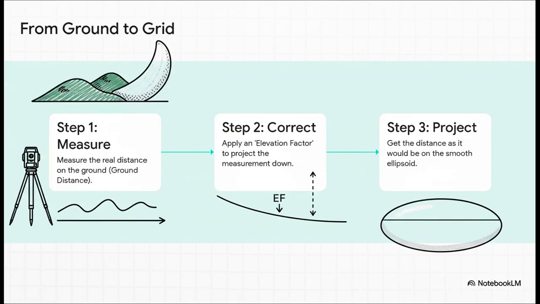So how do surveyors bridge that gap between the real world and the perfect model? Well, it's a clever correction process. They start with the actual distance they measured on the ground. Then, to make it compatible with the global model, they have to apply a special correction for elevation. It's called the elevation factor, which mathematically projects that ground measurement down onto the smooth ellipsoid surface.